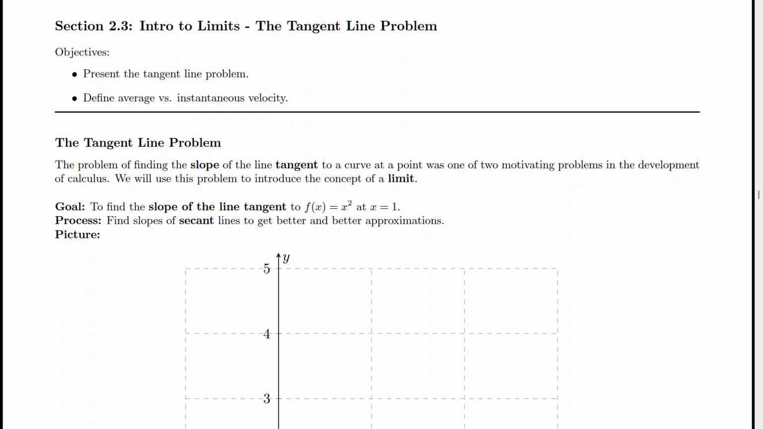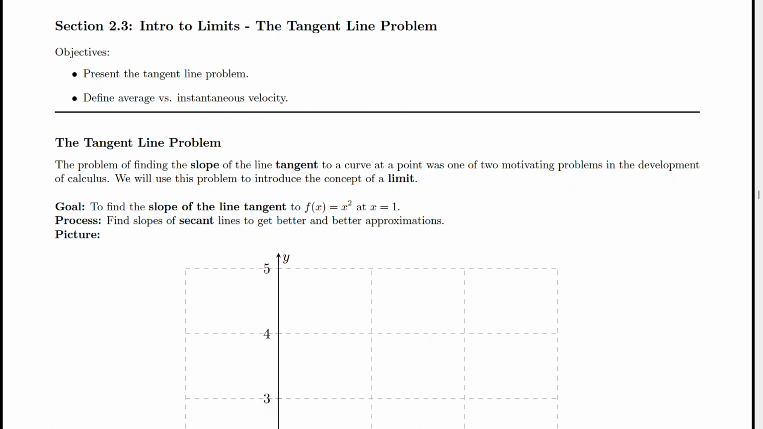Section 2.3, Introduction to Limits, the tangent line problem. In this section, we will present the tangent line problem, and we will define the average versus instantaneous velocity. So what exactly is the tangent line problem?